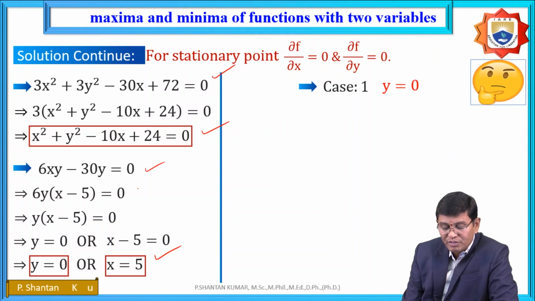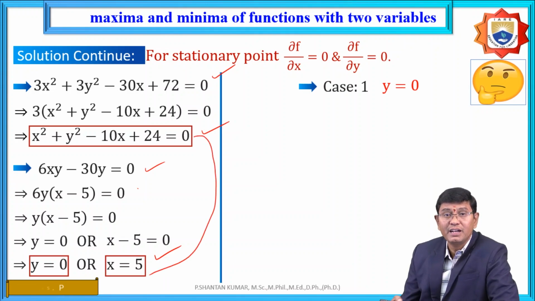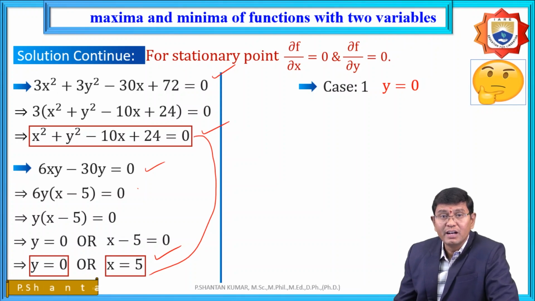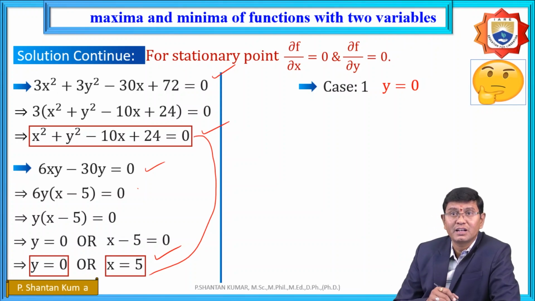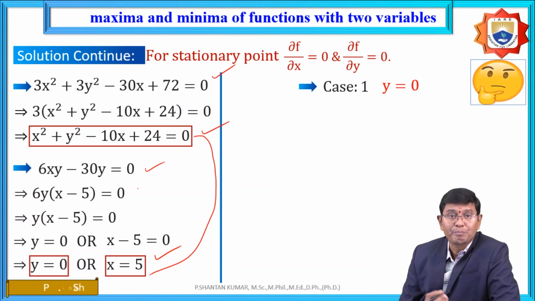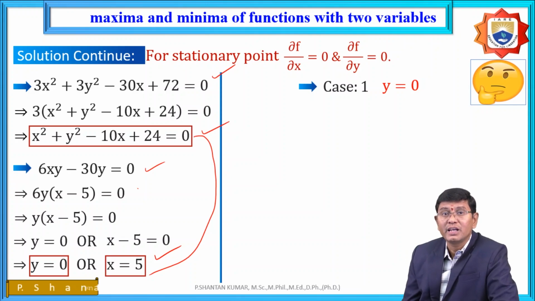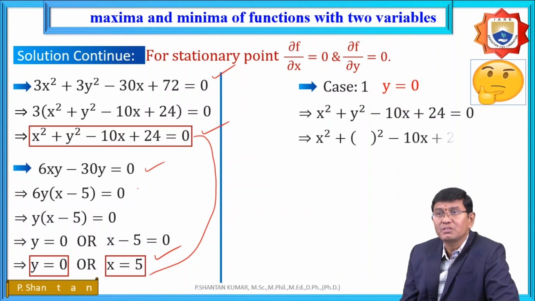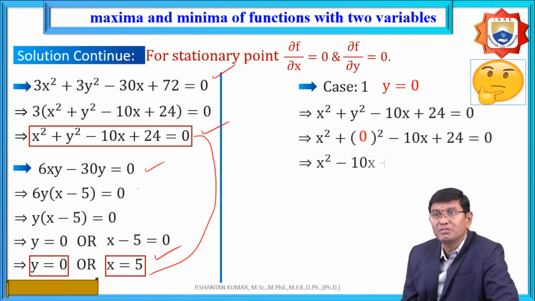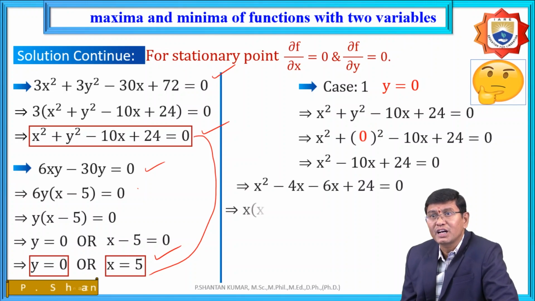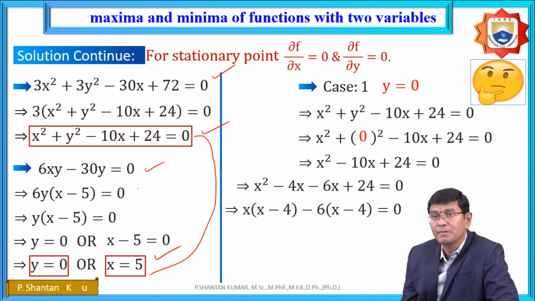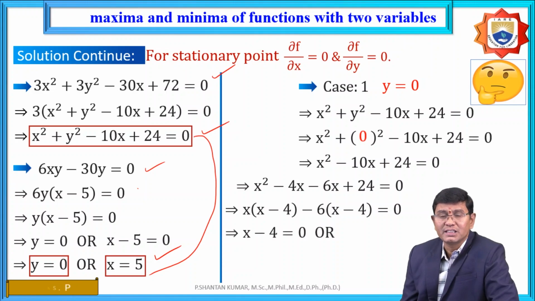we need to find the stationary points. While finding them with these two equations, we have case 1 and case 2: case 1 along y equal to 0, and case 2 along x equal to 5. According to case 1, if y is equal to 0, we replace it in the first equation. We obtain x squared plus 0 minus 10x plus 24. Solving by the quadratic equation or synthetic division, the values are x equal to 4 and 6.